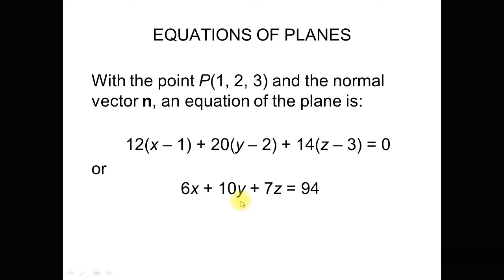So putting the values of a, b and c and the values of x naught, y naught and z naught, you see over here a into x minus x naught, the value of a is 12, the value of x naught is 2, plus b, the value of b is 20, y minus y naught, the value of y naught is 2, plus c, the value of c is 14, and z minus z naught, the value of z naught is 3, is equal to 0. So this is the standard form of the equation of a plane in 3D space. Now after simplifications we obtain the general form of the equation of the plane, 6x plus 10y plus 7z is equal to 94.